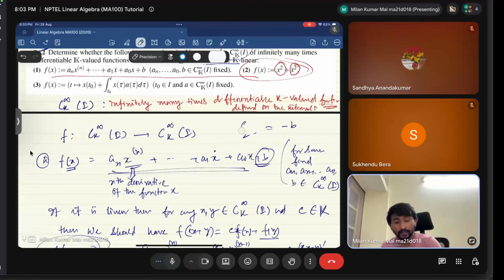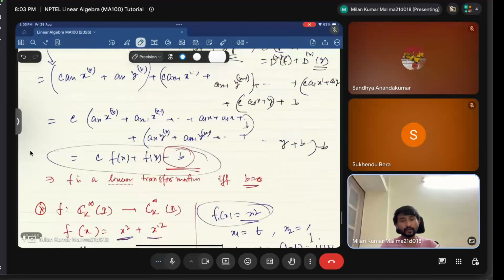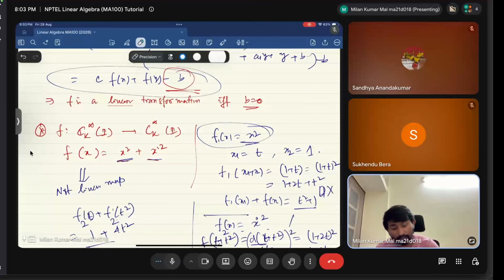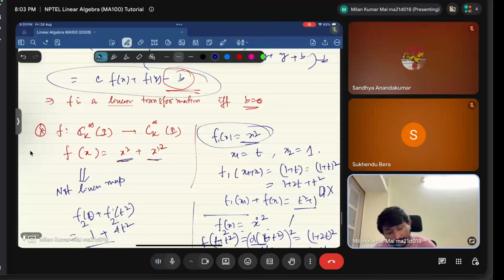So that's what I'm saying: when proving that individually x square and x dash square are not linear, that does not guarantee that their sum cannot be linear. But in this situation, it cannot be linear. That you can check.